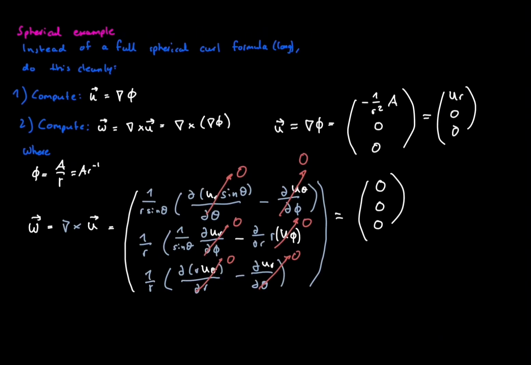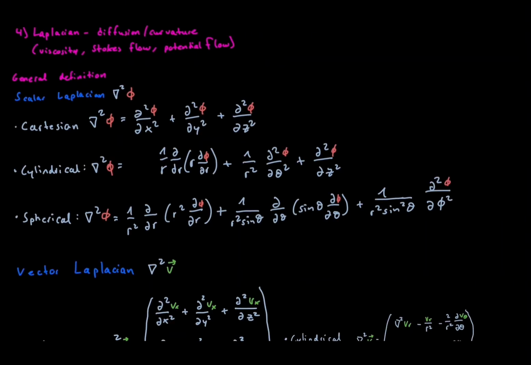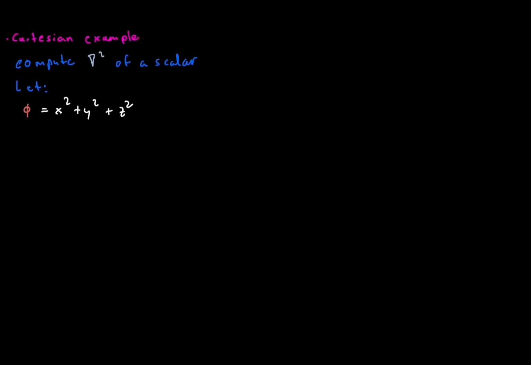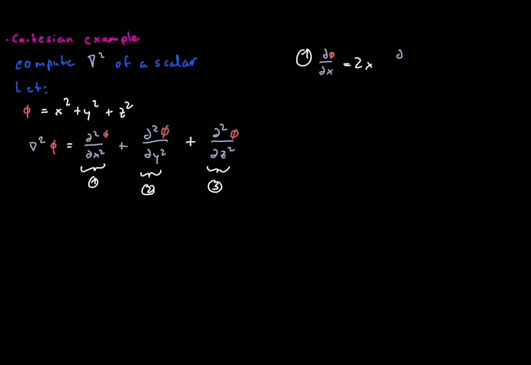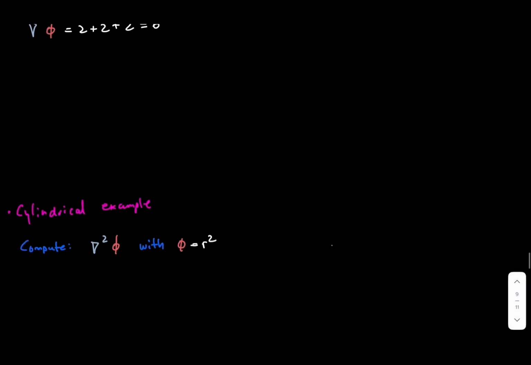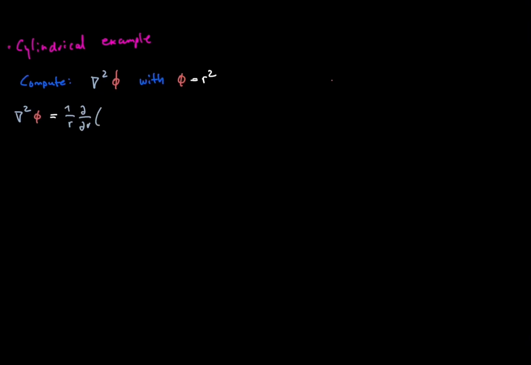Finally, the Laplacian. The Laplacian of a scalar is the divergence of its gradient. In Cartesian coordinates, take phi equal x squared plus y squared plus z squared. The second derivatives are 2, 2, and 2. The Laplacian equals 6.